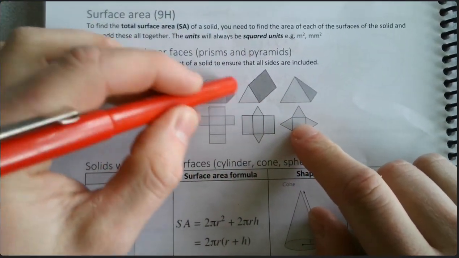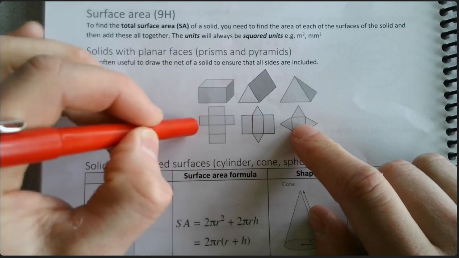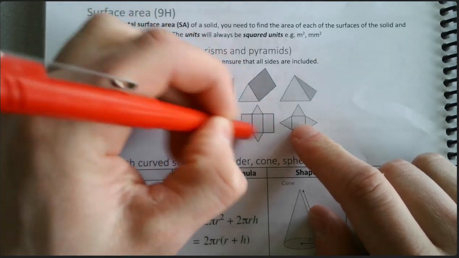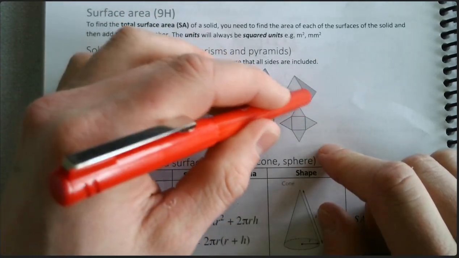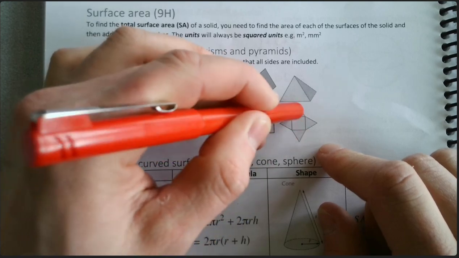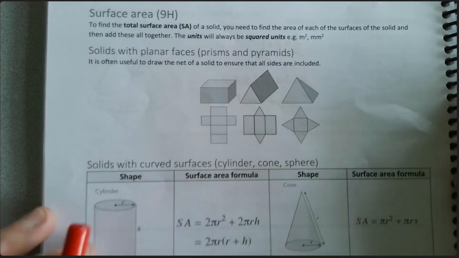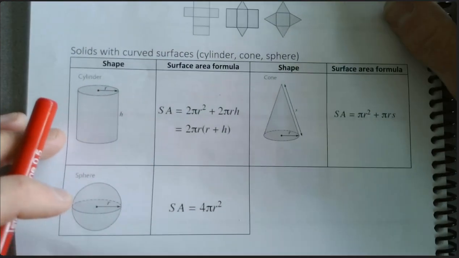Now, I should probably mention, we can refer to a shape as having a net. So this rectangular prism can be broken down into the outside shapes, this triangular prism into the outside shapes, and the square base pyramid into the square base with the four sides. So we need to find the total sum of all of those.